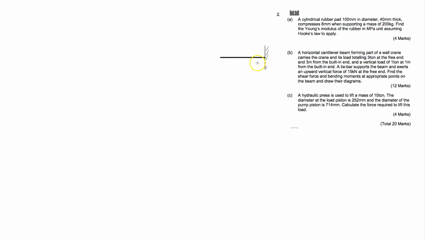Now don't be sucked in by 1 ton. That is 1,000 times 9.81. So we've got a force there. We'll just call it F1 for now. At 1 meter, and we've got a load at 3 tons at the free end. I'll call that F2. However, there's a tie bar supporting the beam.